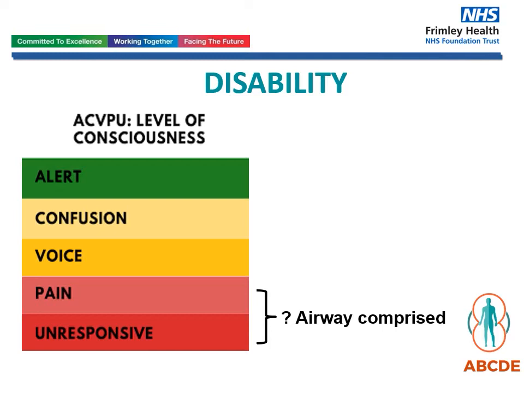Confusion. This is a new addition to this assessment. This should be documented for an alert patient who is displaying new confusion. Should a dementia patient, for example, appear confused and it is unknown as to whether this is normal for them, we should treat this as a new episode until a collateral history is obtained.